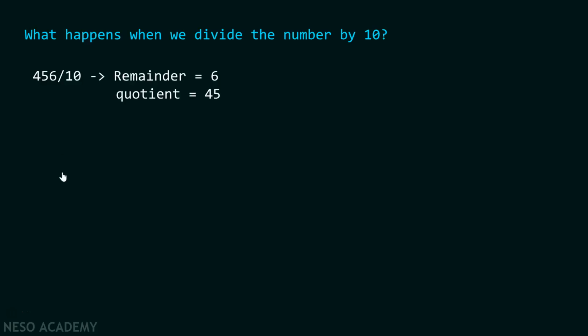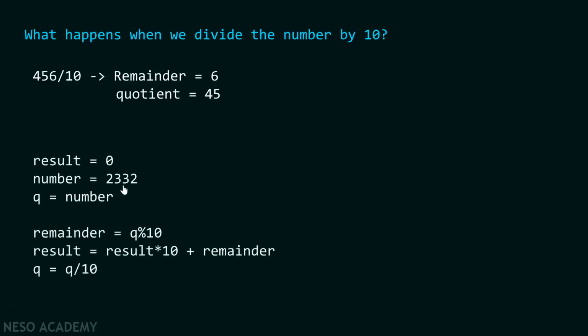How can we do that? Let's suppose we have a number 2332. If we divide this number by 10, the remainder that we get is 2, and the quotient that we get is 233, right? So initially we divide this number by 10 and we store the remainder inside the remainder variable. Always remember that the mod operator is used to find out the remainder of any number. Now this is the logic we need to understand very carefully. Initially we are letting result be 0. We simply multiply result by 10 and add remainder to it. This logic helps us to reverse the number. After that we have q equals q divided by 10.